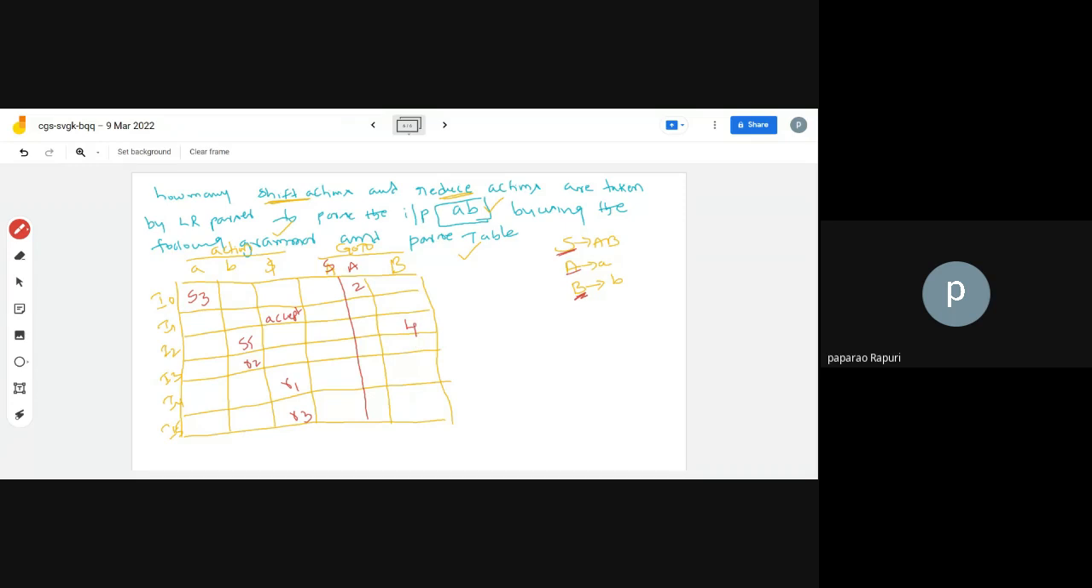So finally, he has given a problem with input string AB, and the grammar, that is S derives AB, A derives small a, capital B derives small b, and the parse table. So these three have been given, and the problem is we need to identify how many shift actions are performed and how many reduce actions are performed.